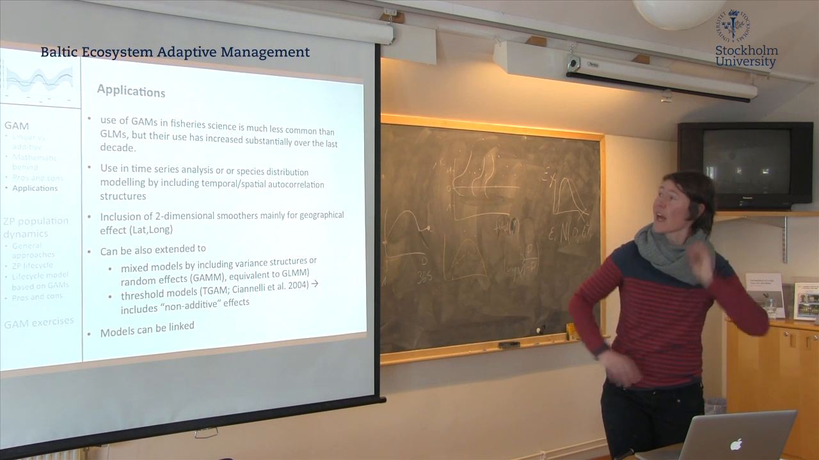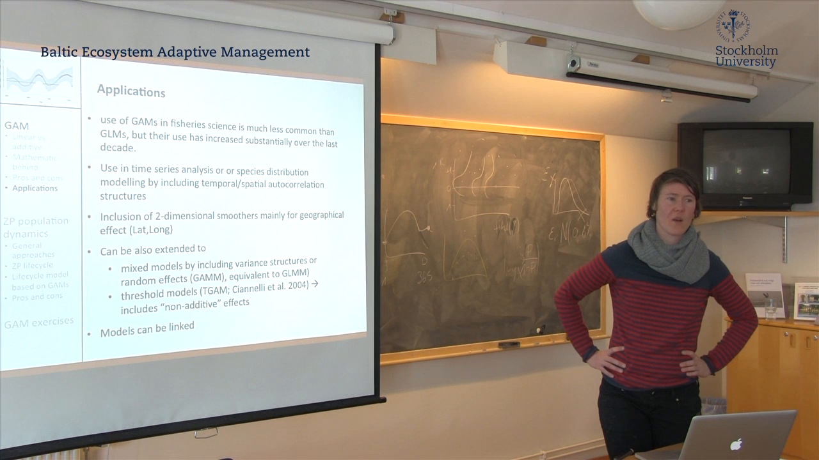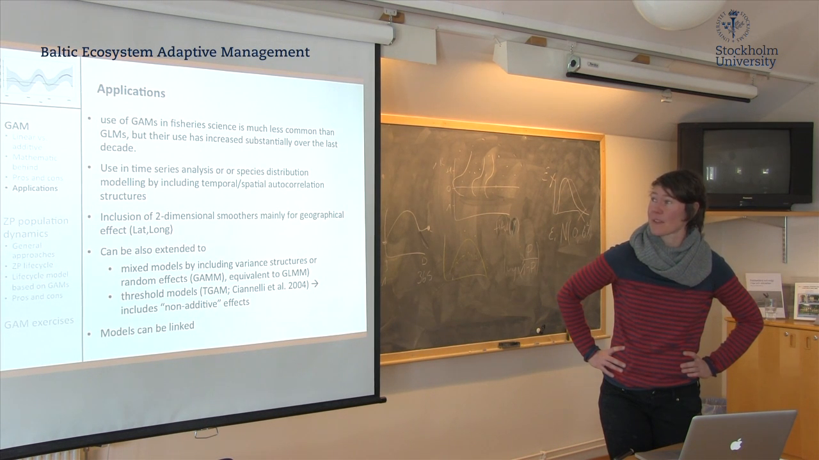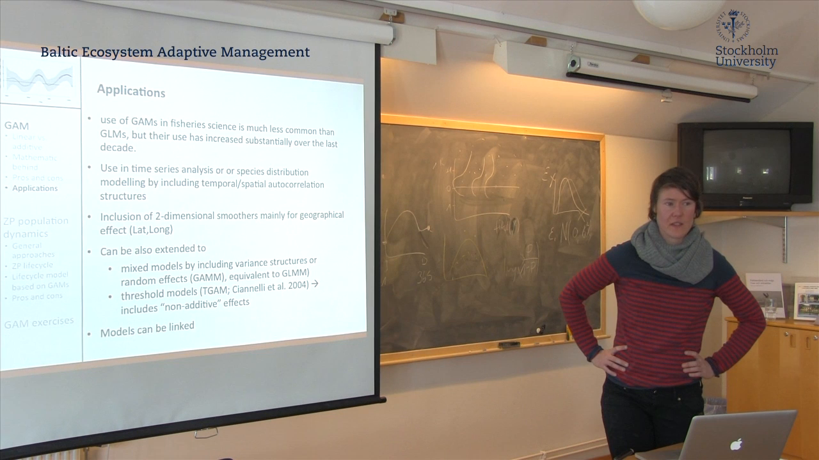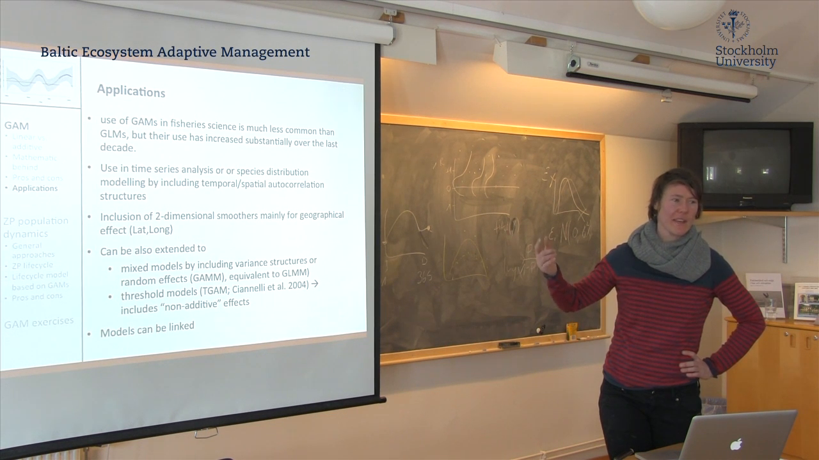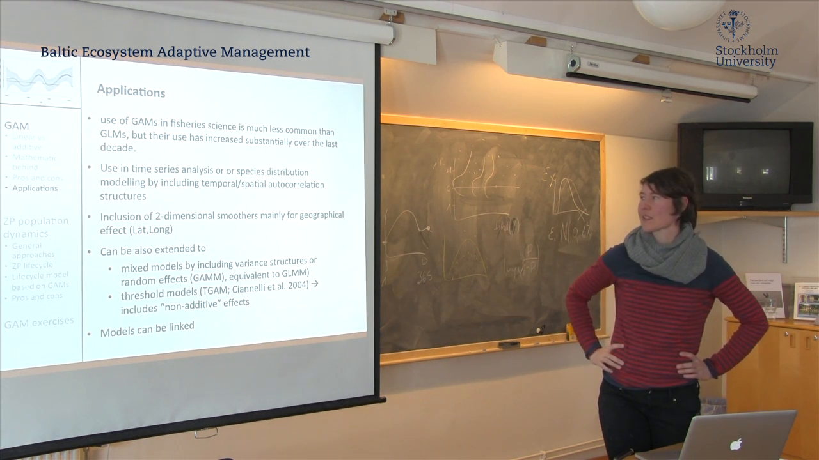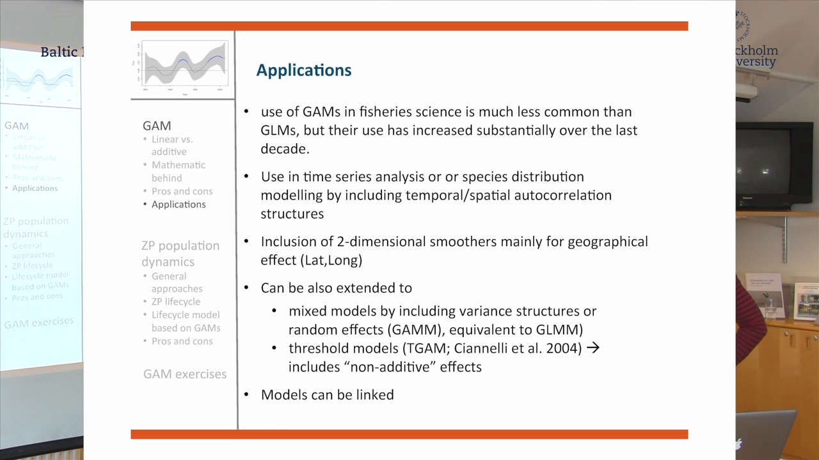So GAMs have increased over time, and now almost as many GAMs as GLMs are applied. They also now use some time series data and species distribution data. I think in the last days they talked a lot about additive relationships, so it becomes more and more present. Those two-dimensional smoothers so far have only really been used when looking at geographical effects, the interaction between longitude and latitude. And as I said, you can also extend them with the GLM.